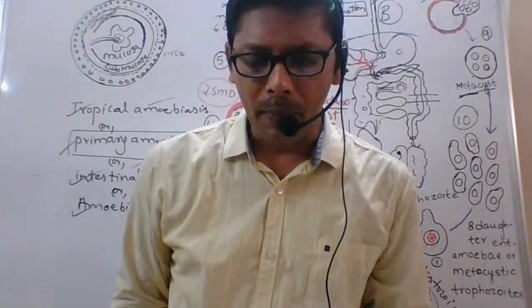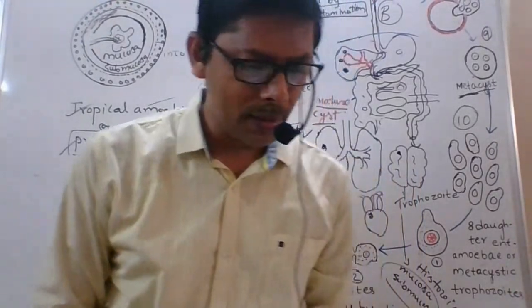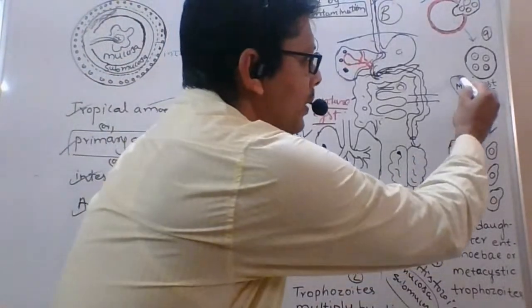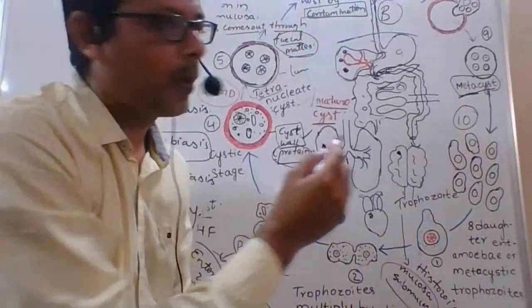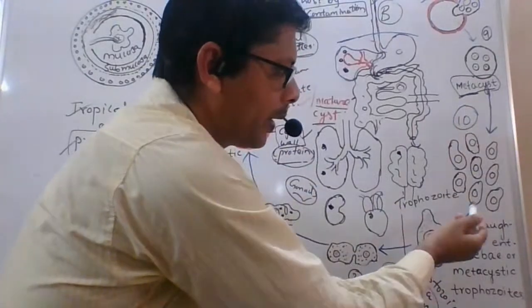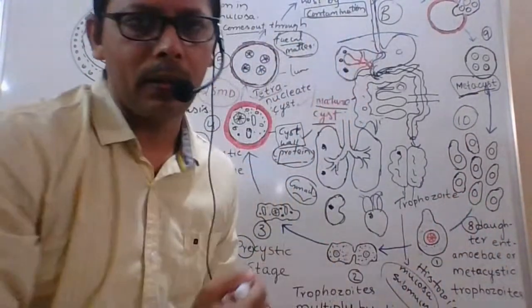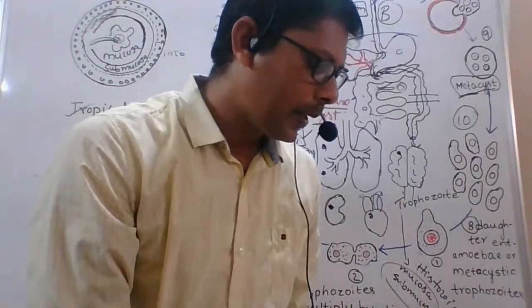Number of daughter amoebulae formed from the metacystic form of Entamoeba histolytica. This is the metacystic form. From the metacystic form, how many daughter individuals are formed? The answer is 8. See the next one.